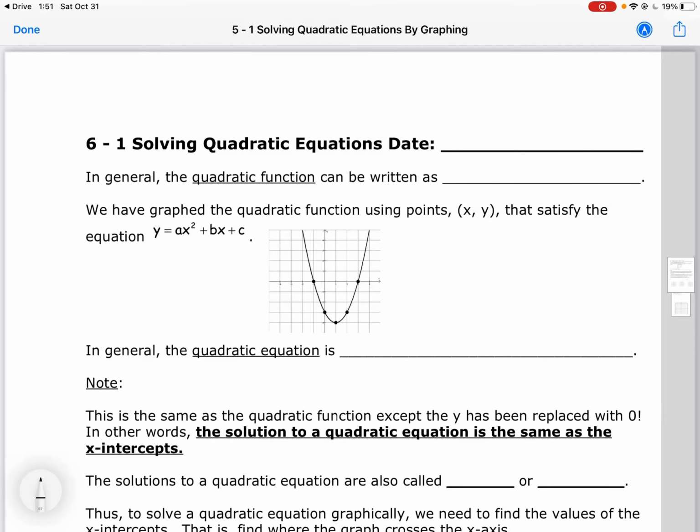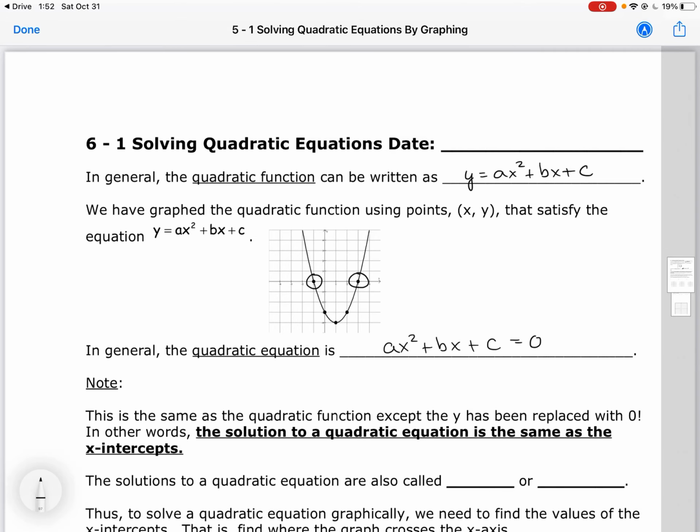In general, the quadratic function can be written as y equals ax squared plus bx plus c, that we've seen before. In general, the quadratic equation is ax squared plus bx plus c equals 0. So it's the same as the quadratic function, except that the y has been replaced with 0. In other words, the solution to a quadratic equation is the same as the x-intercept.